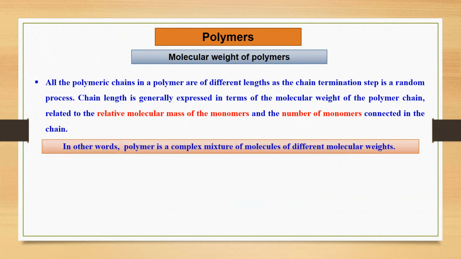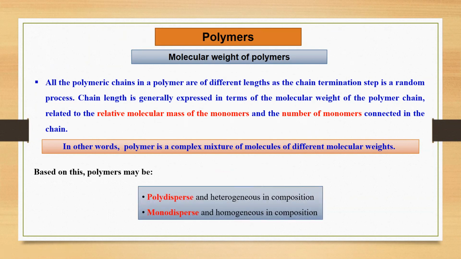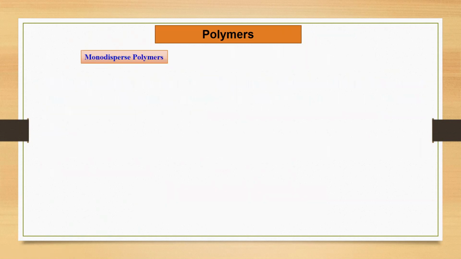In other words, a polymer is a complex mixture of molecules of different molecular weights. Based on this, polymers may be categorized as polydisperse and heterogeneous in composition, or monodisperse and homogeneous in composition. Now let's discuss the meaning of the words polydispersity and monodispersity in the context of polymers.